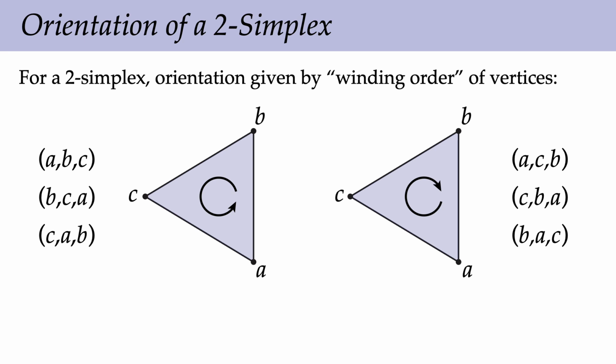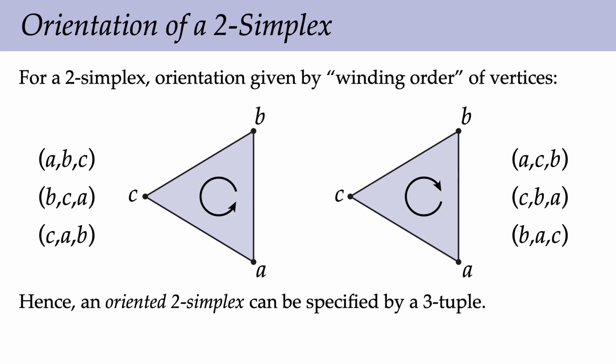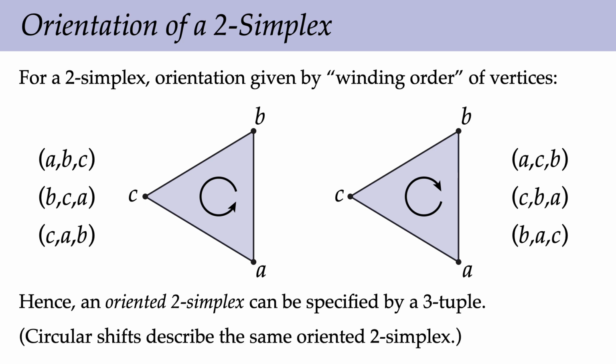Okay? So really, an oriented 2 simplex can be specified by a 3 tuple, and circular shifts describe the same oriented 2 simplex. If you want to be a bit more sophisticated about this, you could say an oriented 2 simplex is an equivalence class of 3 tuples, where 2 tuples are equivalent if they're related by a circular shift.